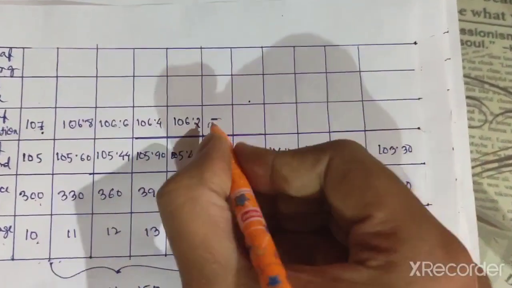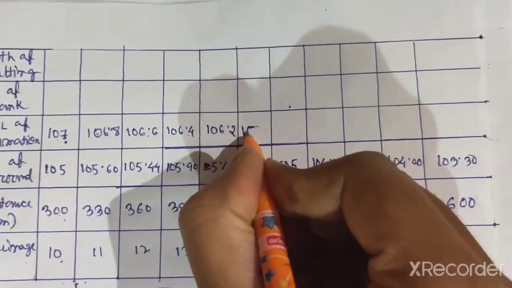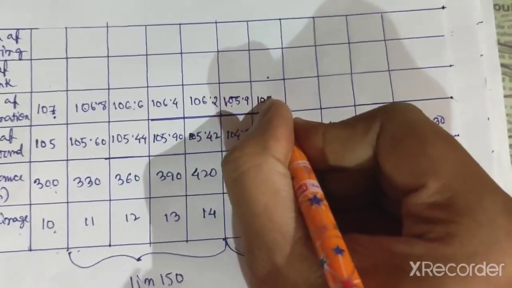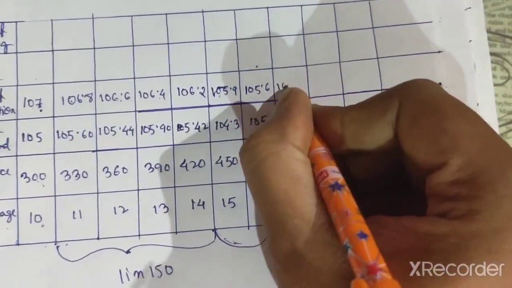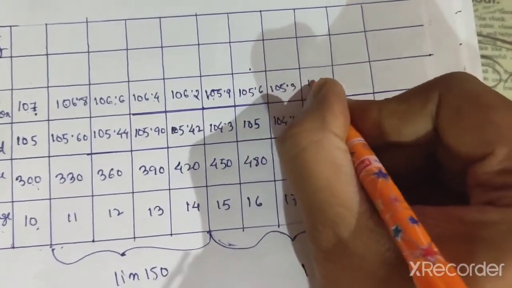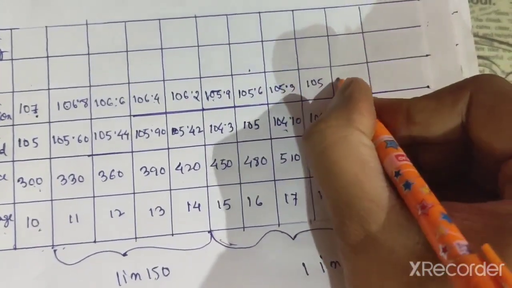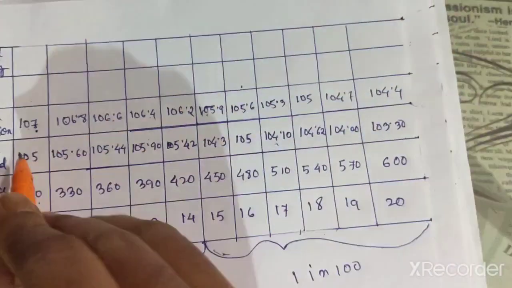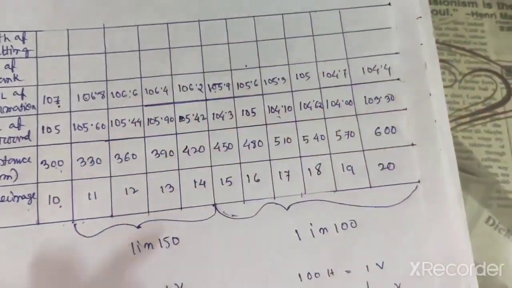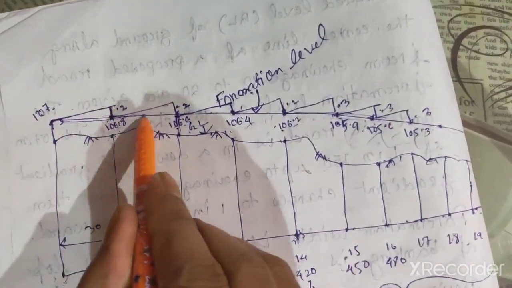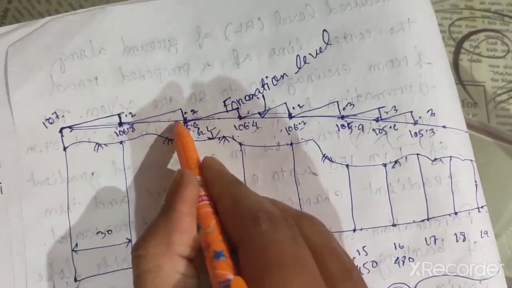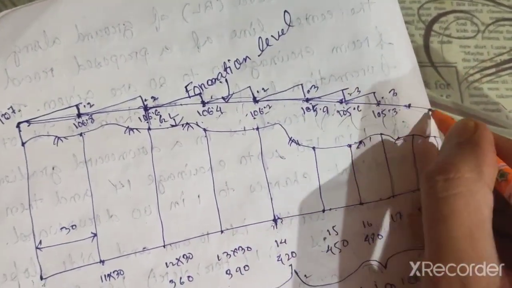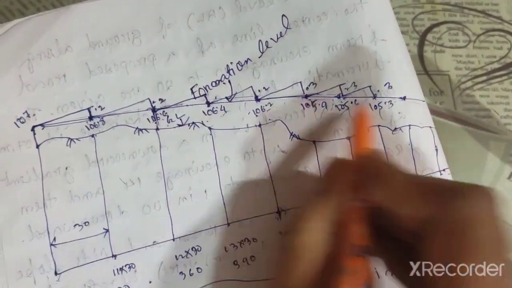Okay. So 106.2 minus 0.3, how much? 105.9, I think. 105.9 minus 0.3, 105.6. 105.6 minus 0.3, 105.3. 105.3 minus 0.3, 105. 105 minus 0.3, 104.7. 104.7 minus 0.3, 104.4. In this way we have found out the RL of the formation line. That means this is the formation line and we have found out the RL of each and every station point and each and every change point.